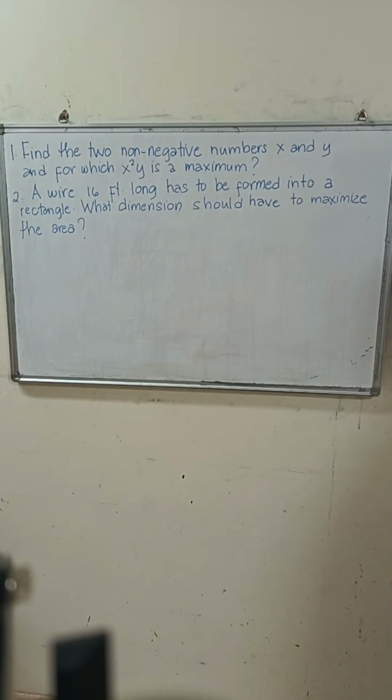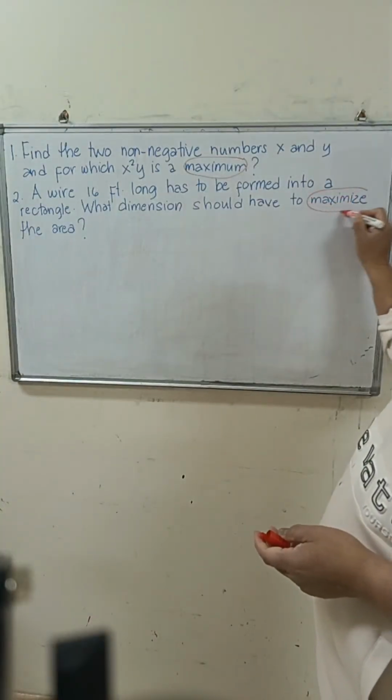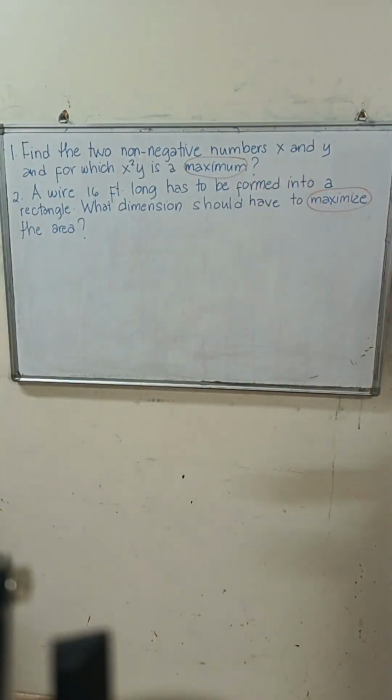So number one, find the two non-negative numbers x and y, for which x squared y is a maximum. If there is maximum, minimum like that, this is our identification already that it's going to be specifically a differential calculus topic. So it's very clear. Maximum, maximize like that. So there's a hint and clue what is really our solution.